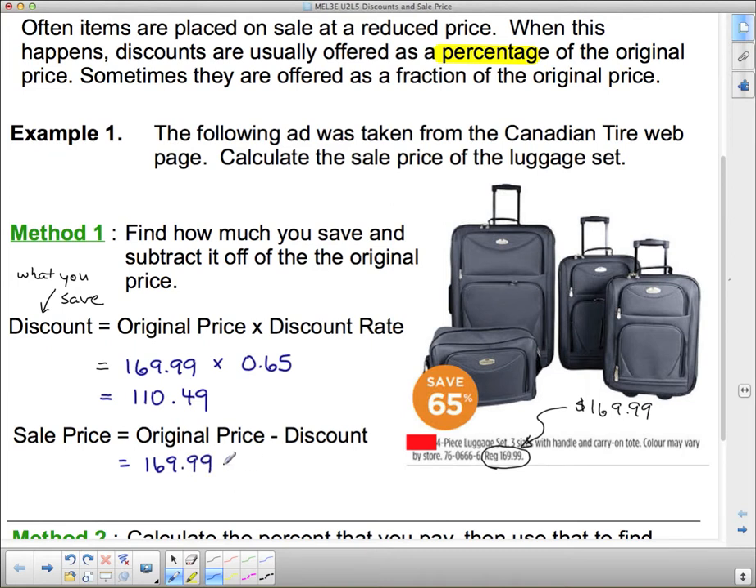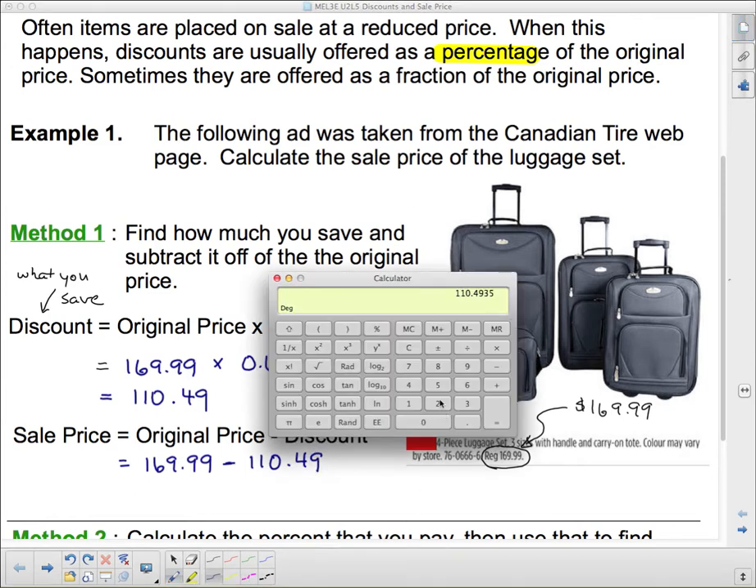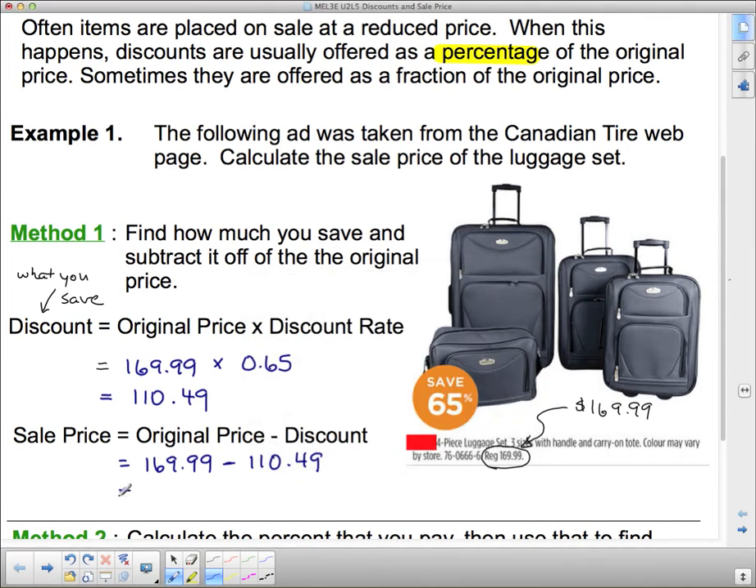$169.99. And we're going to subtract off the discount. That's how much we save. So to find out what we actually pay, we subtract it off. $110.49. That's a really big discount. $169.99 minus $110.49 is $59.50. That is one heck of a deal. $59.50 is what we're going to pay for that luggage that used to cost $169.99. So that is a really great deal.